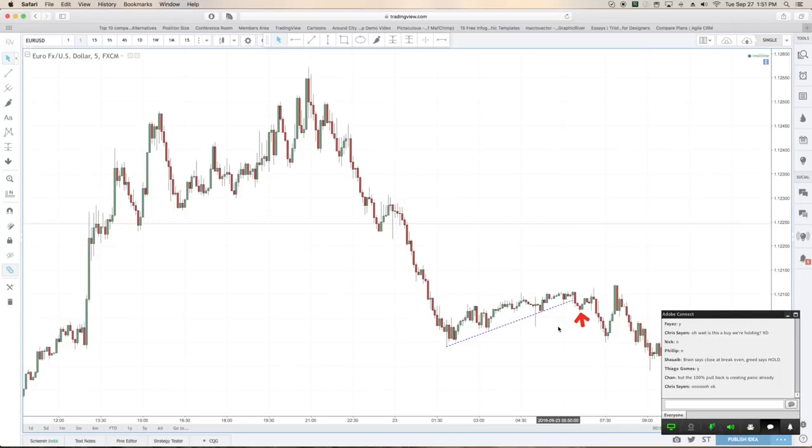But the 100% pullback is creating panic already. It's not just the panic of the pullback being so deep, it's the speed at which it came down. It took you so long to get up here, but then so quickly, when you were in profit of $7,000, it suddenly became $6,000 in three little candles. Immediately, it took away $1,000, and you're like, all right, at least go back to $7,000. Isn't that what most traders think?